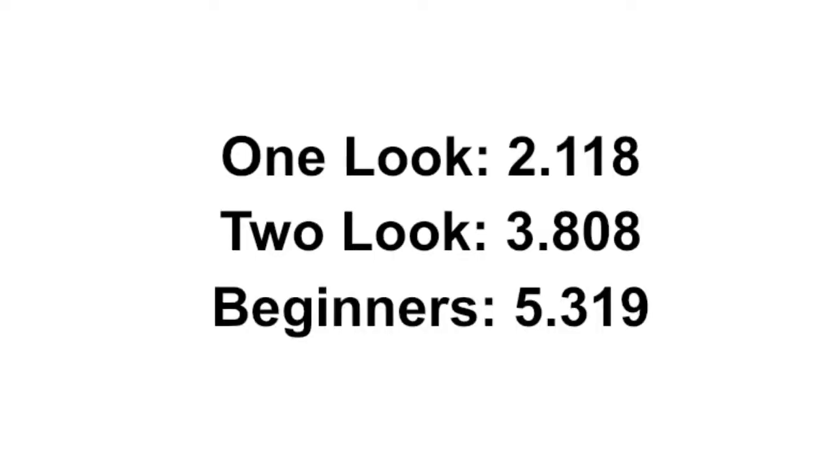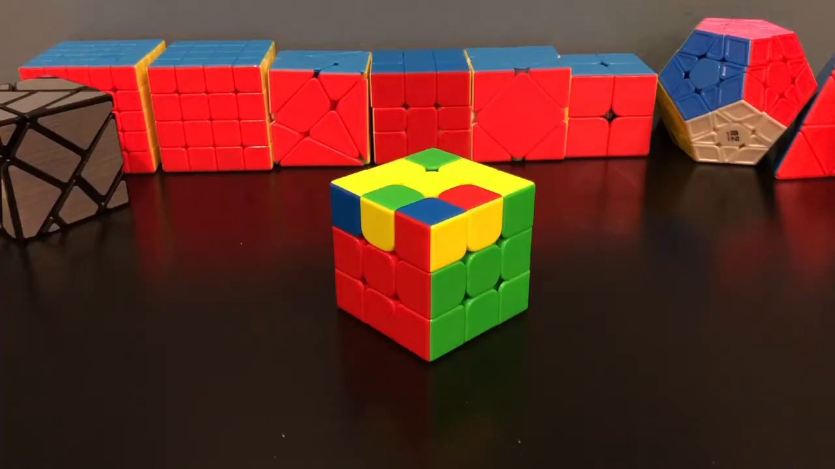As I expected, one look is the fastest method by far. Two look and beginner's method include stopping, recognizing a case, and then doing another algorithm, which just takes too long in timed solves. Even though they were occasionally as fast as one look, they're not consistent enough to be a good method. Of course, PLL isn't all of it.